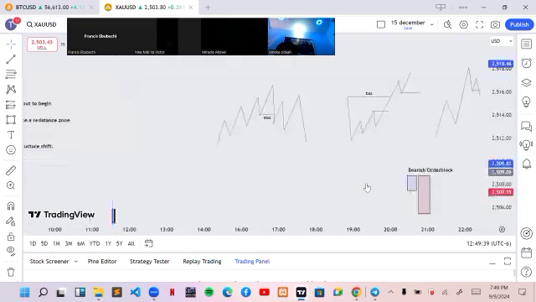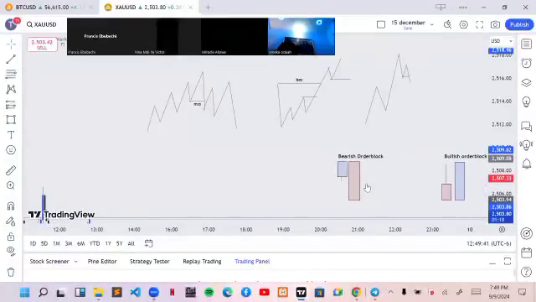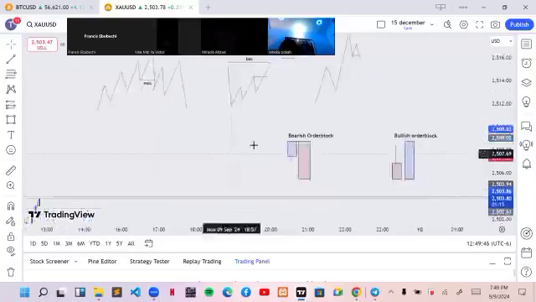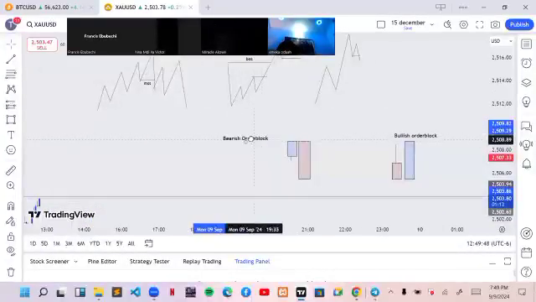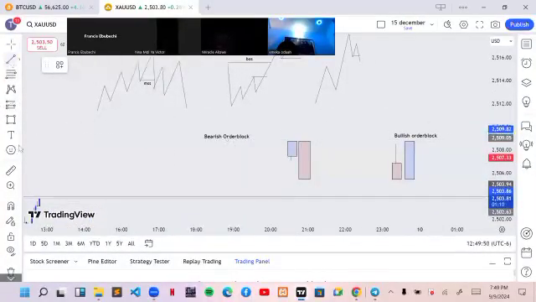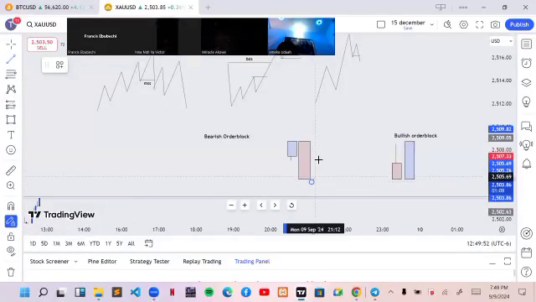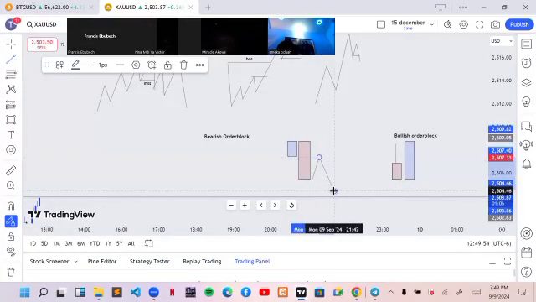So what is now a breaker block? A breaker block is a failed order block. What do I mean by that? This is my bearish order block, for example. Now I would expect markets to come here and start selling. That's the normal intuition that you have with a bearish order block. Markets will come there and start selling. Understand? A bearish order block is usually at the end of a move for you to take sells.